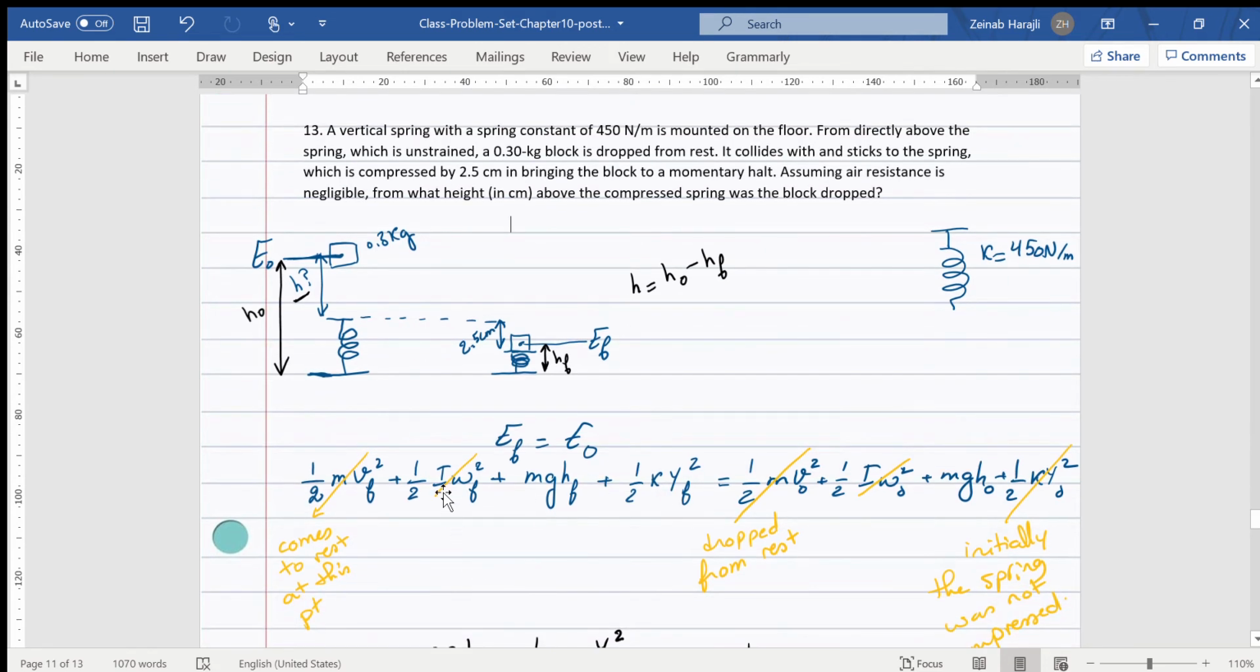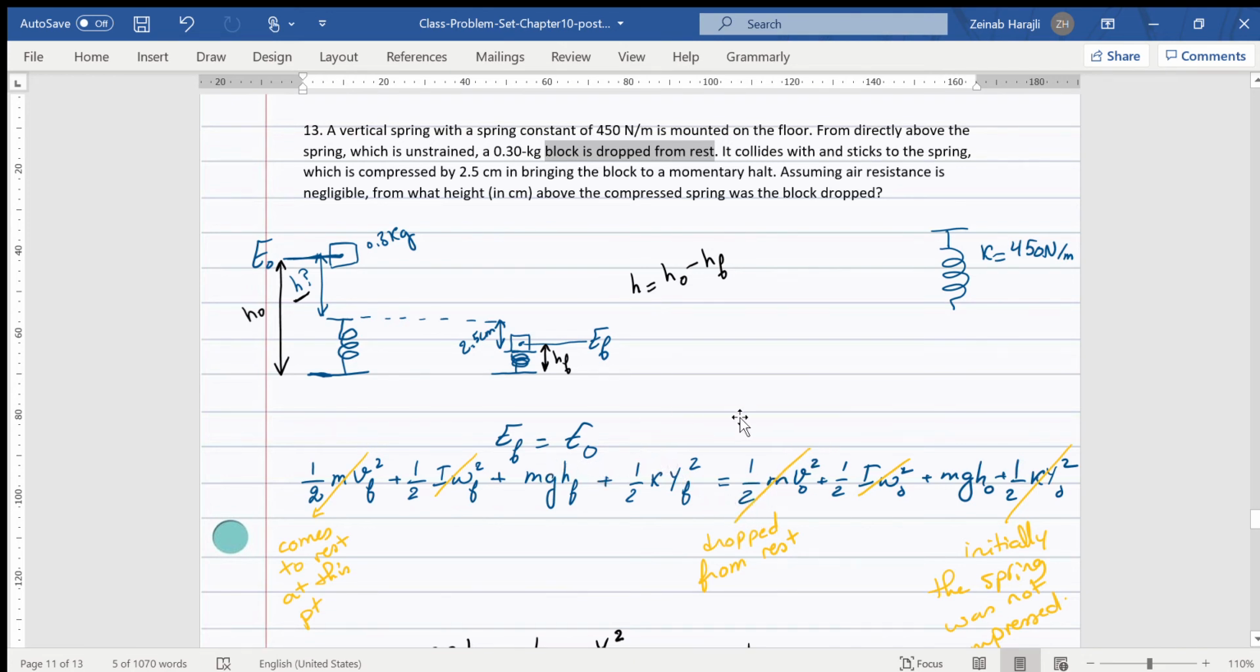Now, since we have no rotation, these terms will cancel out. Half I omega squared will cancel out. And we also know that v final is where we have a maximum compression, and it brings the block to a momentary halt. So it's at rest at this final point. So the speed is 0 here because the block comes to rest, so we have no translational kinetic energy as well. Also, at the initial point where we drop the block, we are told that the block is dropped from rest. So the initial speed is also 0, and this term also cancels out.